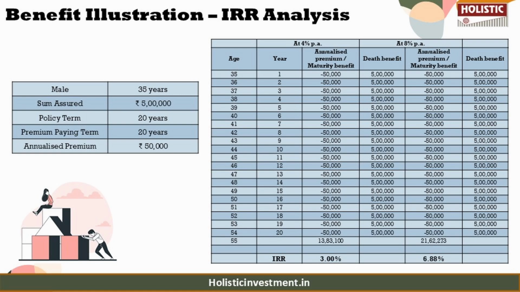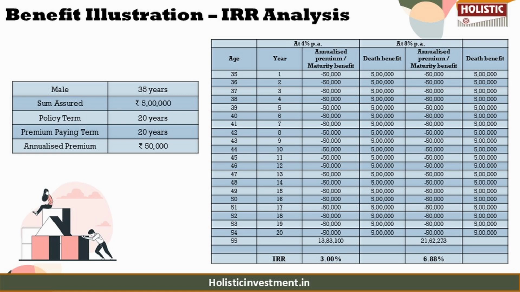For calculation purposes, let us assume that a 35-year-old male purchases this policy with a sum assured of 5 lakh, a policy term of 20 years and a premium payment term of 20 years. He pays an annual premium of 50,000 rupees and has chosen the platinum variant. By paying premiums regularly, the policyholder is eligible for the fund value at maturity.